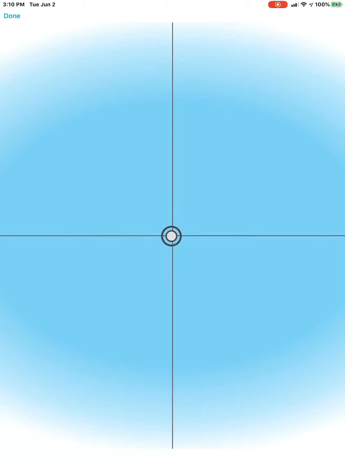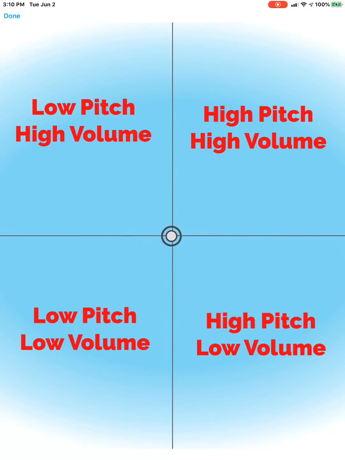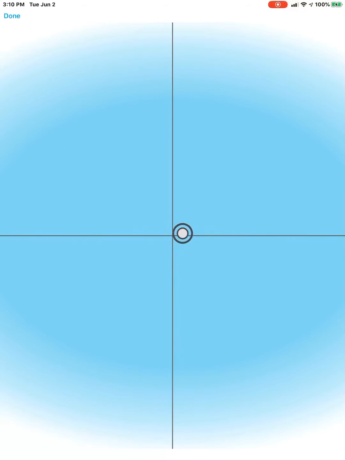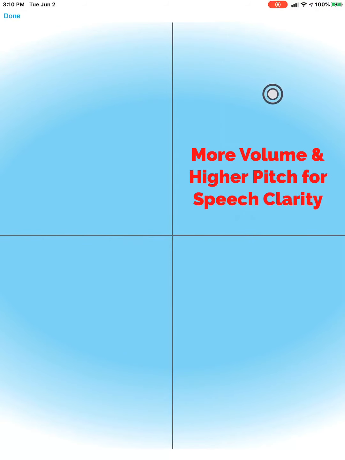So all you have to do is drag your finger. You want to start dead in the center where that little circle is, and let's say we just wanted some more volume and some more clarity. What we can do is not only drag the little circle up, because that gives us more volume, but we can also drag it up and then out toward the right side of the screen. And if we do that, that increases both the volume and the high pitch, or gives us more speech clarity.